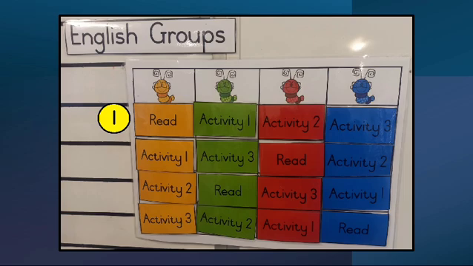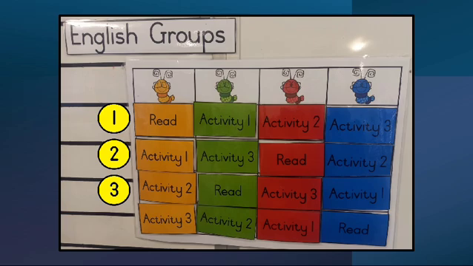While I'm reading with my yellow group, my green group will do activity 1, red group will do activity 2, and blue group will do activity 3. Then I'll read with my red group. While I'm busy reading with my red group, my yellow group will do activity 1, my green group will do activity 3, and my blue group will do activity 2.